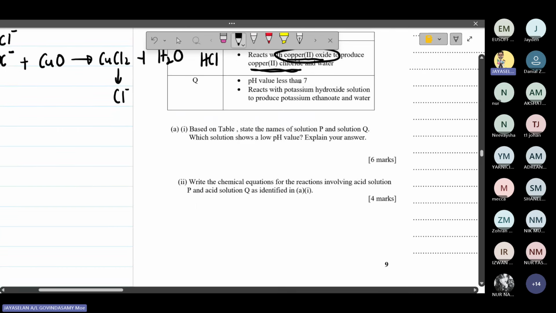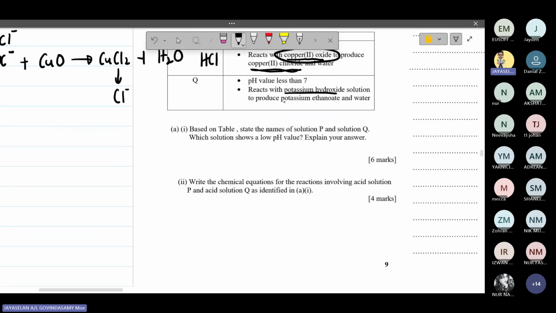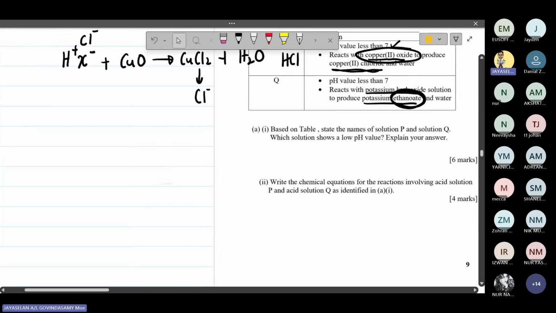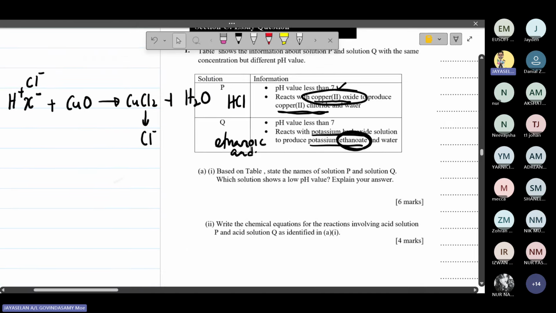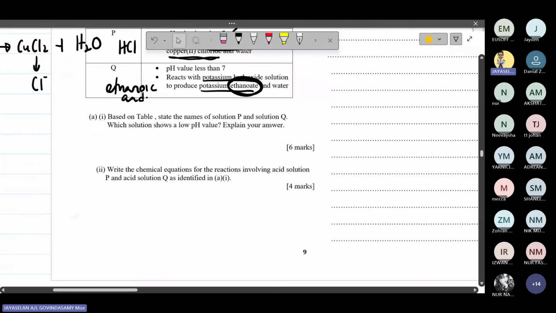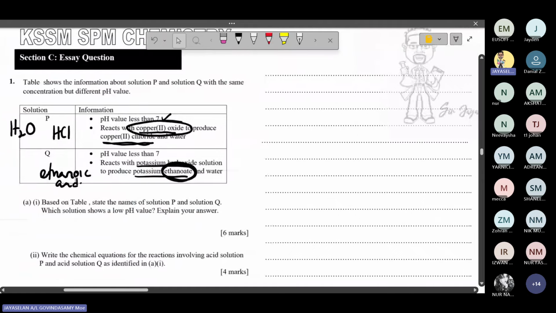Okay, now we go for this one. pH value less than 7, react with potassium hydroxide to produce potassium ethanoate plus water. Belakang ethanoate sudah faham lah apa dia. So that will be what acid? Ethanoic acid. One is strong acid, one is weak acid. Soalan macam ni pun boleh keluar. Any question? So they ask a 6 marks question: name solution P.